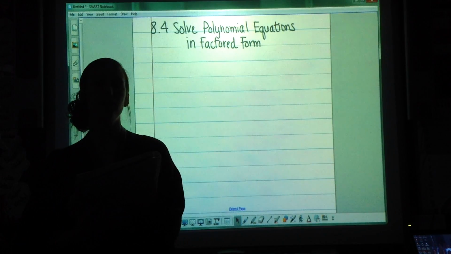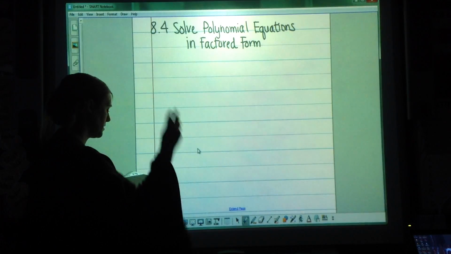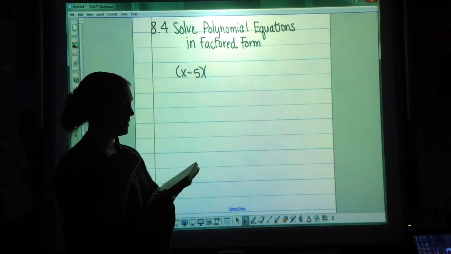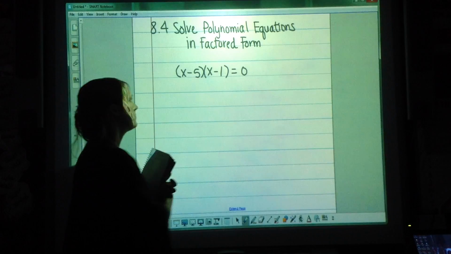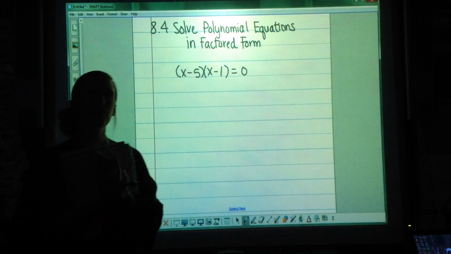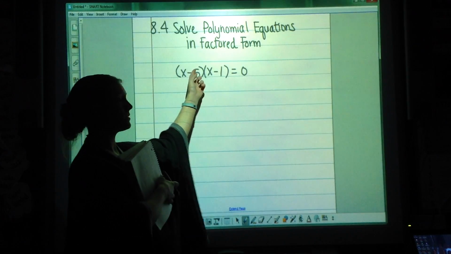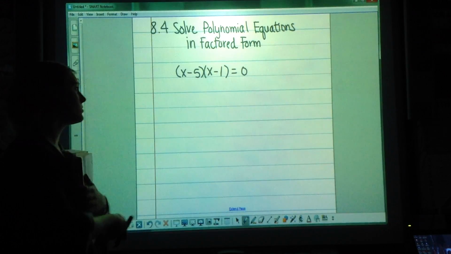Going to be solving polynomial equations. So let's get right to it. Let's try x minus 5 times the quantity x minus 1 equals 0. Our goal is to get an x equals. So you're not actually going to use FOIL, or you're not actually going to break apart one of these and multiply this out. Instead, you're going to set each to equal to 0.